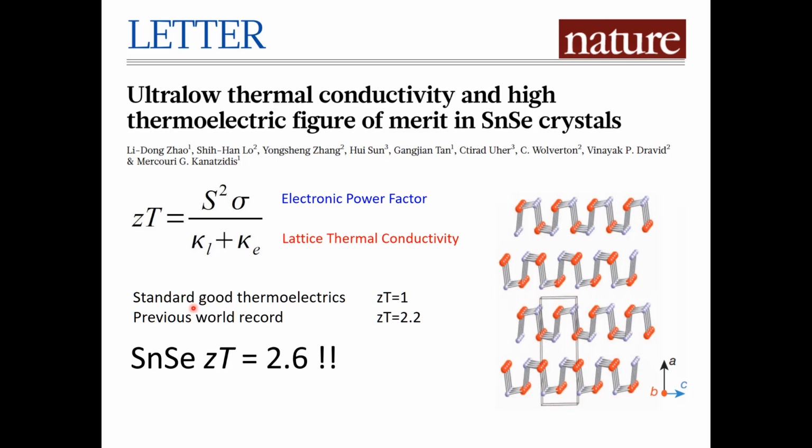So in general, some good thermoelectrics have a ZT of about 1. Before this paper, the ZT world record was 2.2, but this material, tin selenide, has a ZT of 2.6, which is really, really, really high. It's a wonderful thermoelectric material. And here's the crystal structure of tin selenide, which is kind of interesting.